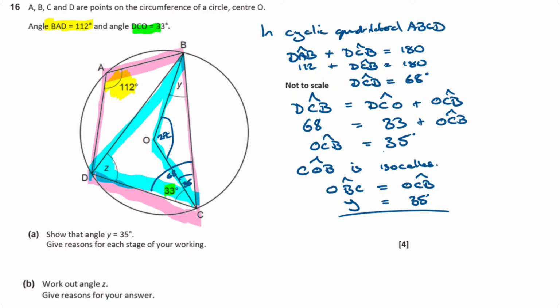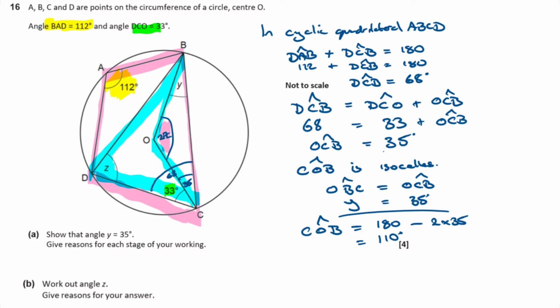Okay, so I'm going to find Z from that 2Z one. I'm going to work out this one first, and then use it to find Z. So I'm going to say that angle COB is going to be 180 minus 2 lots of 35, isn't it? Because my two base angles are 35. So COB is going to be 180 minus 70. It's going to be 110 degrees.